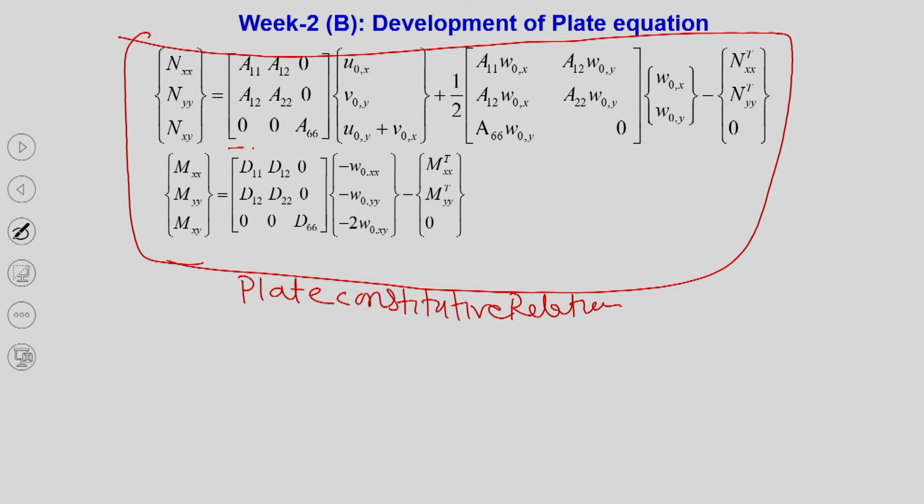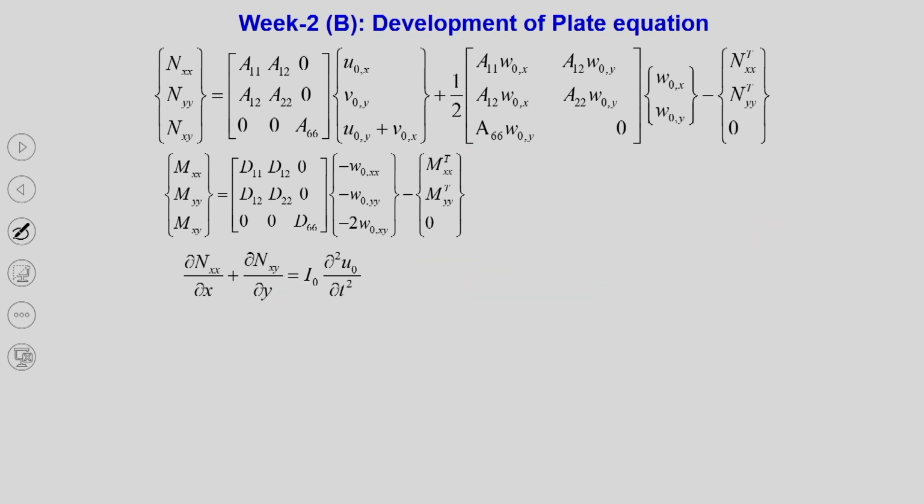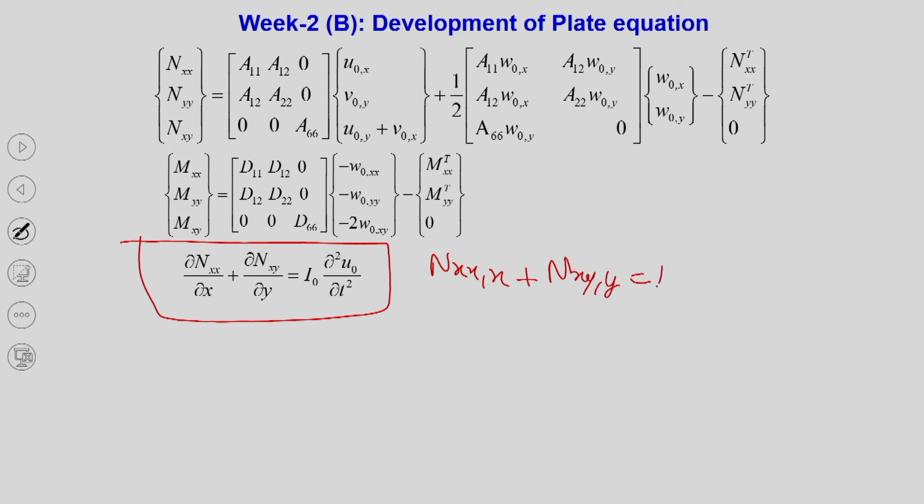So, I have arranged it systematically. This contribution is due to the linear terms, this contribution is due to the non-linear terms, and this contribution is due to the thermal load, and here it contains only the linear part and thermal part. So, we have this first equation, or I would like to say Nxx comma x plus Nxy comma y equal to I naught u double dot.